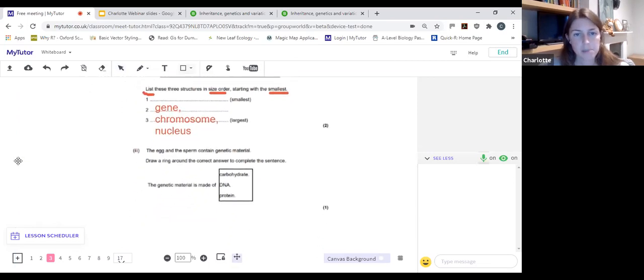The egg and the sperm contain genetic material. We know that. Draw a ring around the correct answer to complete the sentence. The genetic material is made of. Well done to all of those that have got the nucleus, gene, chromosome the right way around. Gene, chromosome.